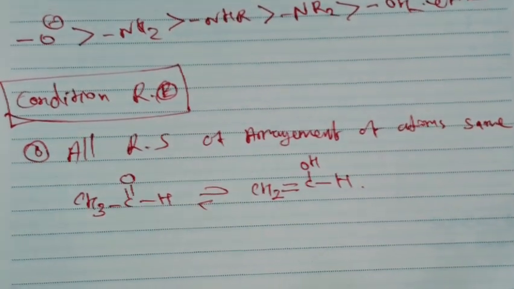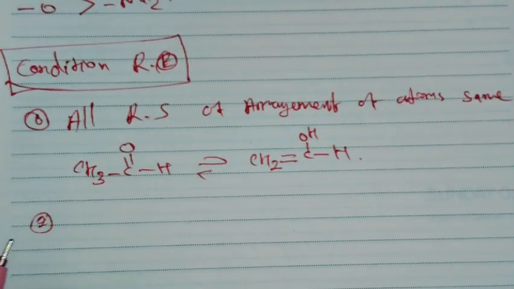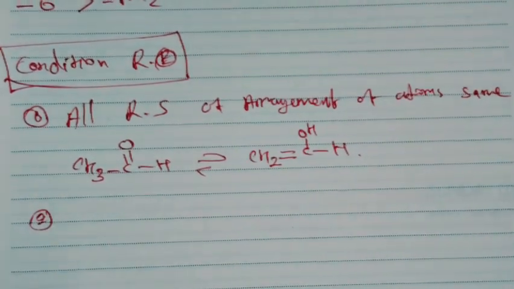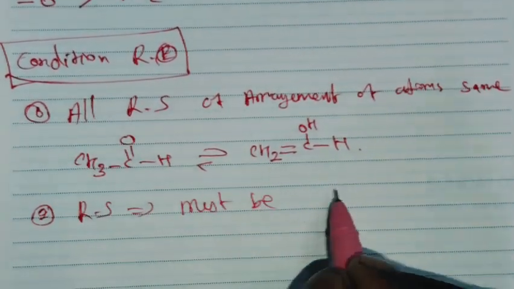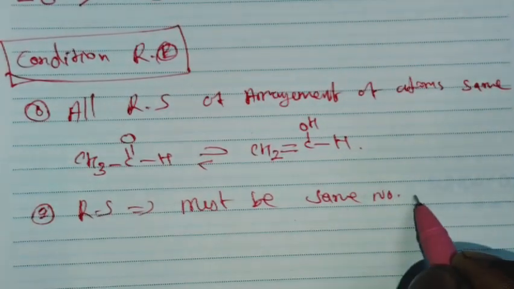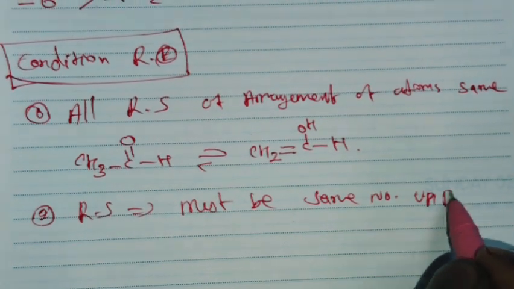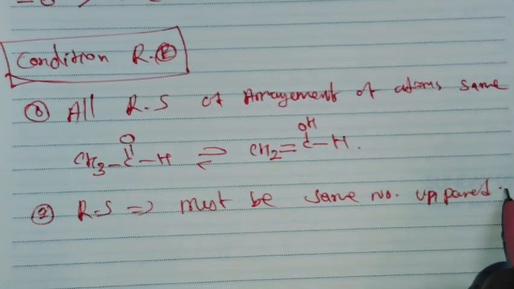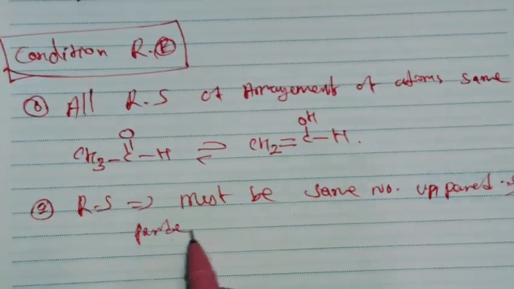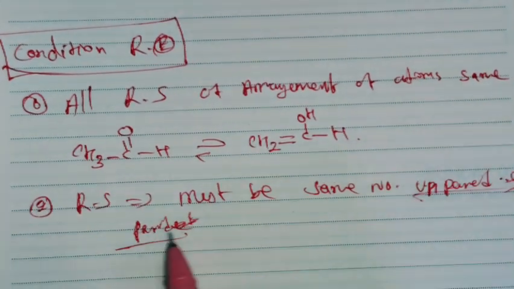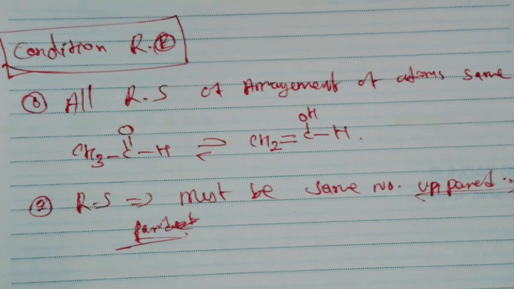The next condition, the second category: resonating structures must have the same number of paired electrons. They must have the same number of unpaired electrons, as well as bonded electrons, so the same number of unpaired as well as paired electrons. This is the second type of condition.